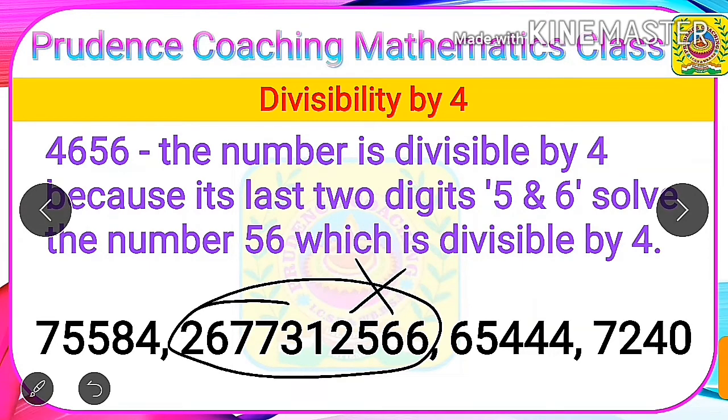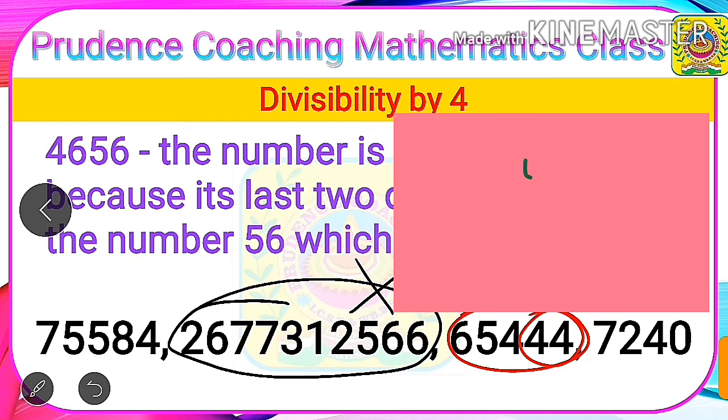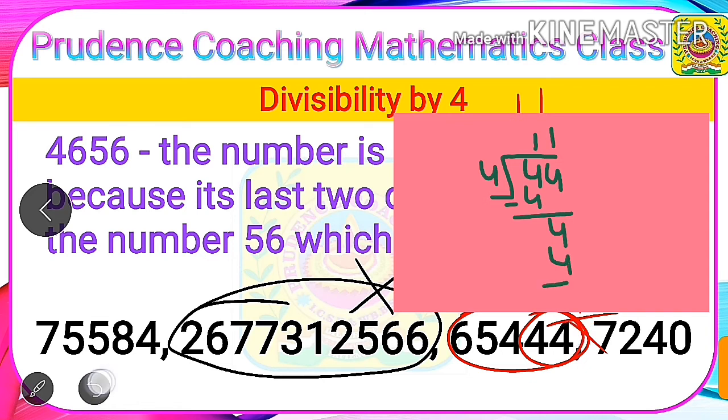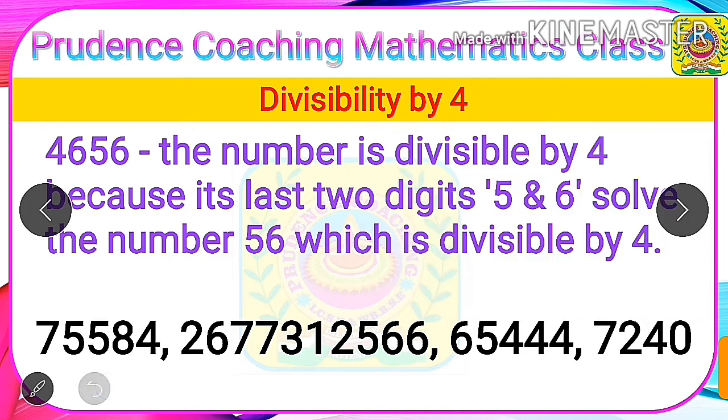Next number, we have 65,444. Here also we need to take the last two digits, that is 44, and we need to divide it by 4. We will get 4 1s are 4 and 4 will come down and we will get 4 1s are 4. So as you can see, 44 is completely divisible by 4. Therefore, this number, that is 65,444, will be divisible by 4. And this is your homework. You need to do it by yourself and comment below.